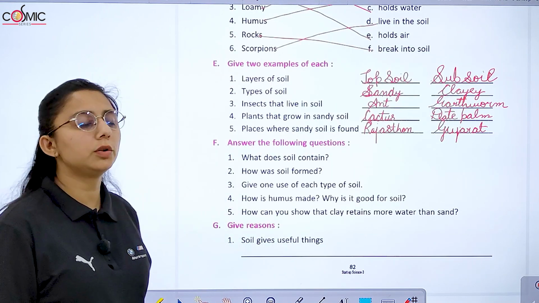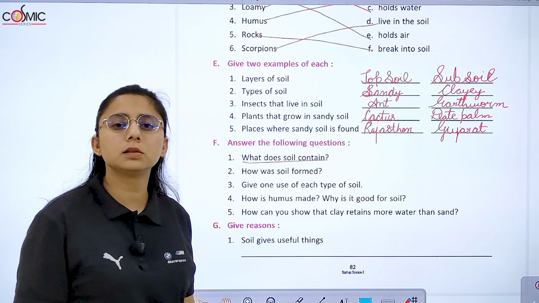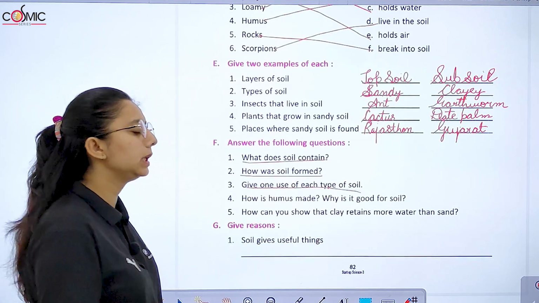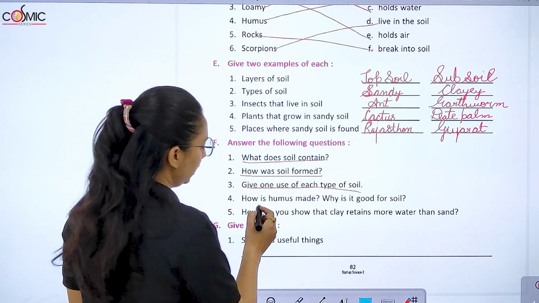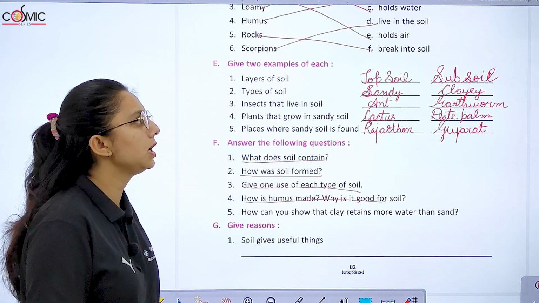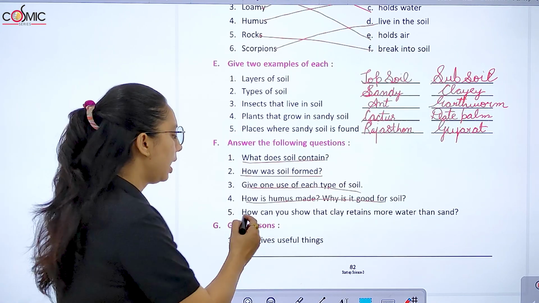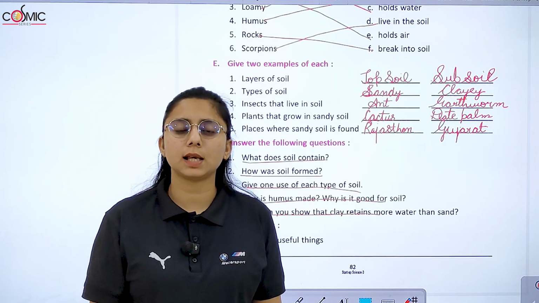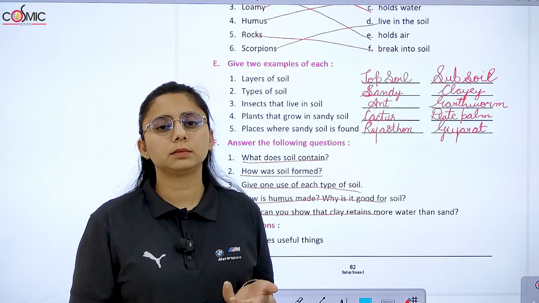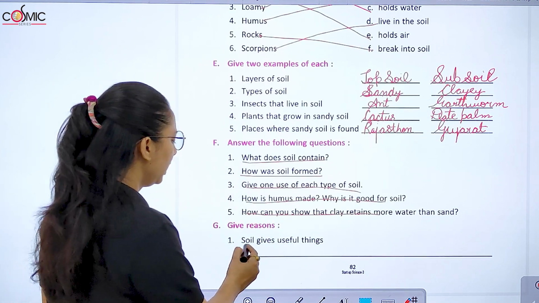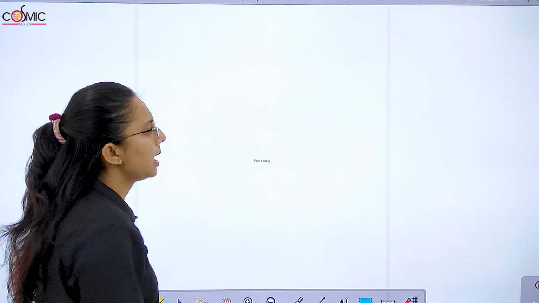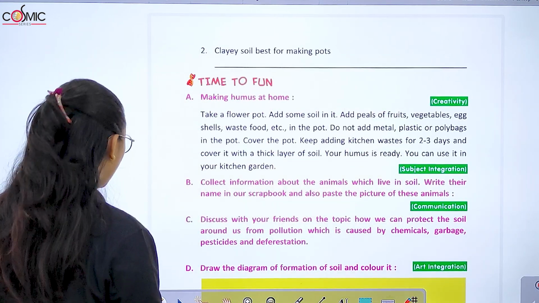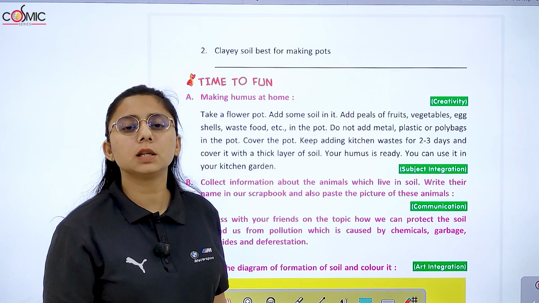Next is answer the following questions. What does soil contain? ठीक है, आपको बताना है soil के अंदर. How was soil formed. आपको example देना है इस type of soil का. Sandy, clay, loamy. What is humus made up of? किसका बना होता है? Dead remains of plants and animals. How can you show that clay retains more water than sand? आपको बताना है कि कैसे वो ज़्यादा पानी retain करता है as compared to sand. Give reason. Soil gives us useful things. Yes, plants, fruits देता है. And clay soil is best for making pots. Yes, because it holds water.